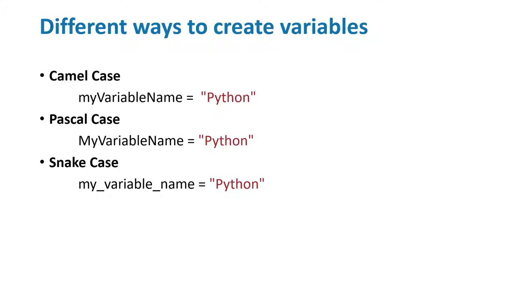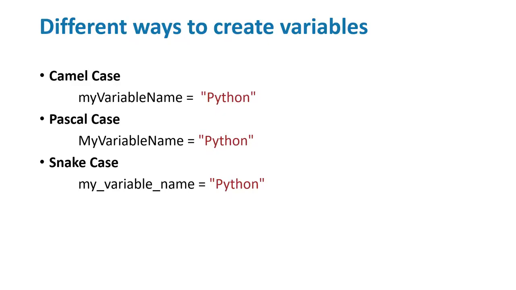In that situation, as a best practice, you can start declaring variable names in these formats, like camel case. So my starts with small, and all the meaningful names start with a capital letter. Here V starts with capital and N starts with capital. I have assigned the string Python to this particular variable name. So this is one type of creating a variable name, in camel case.